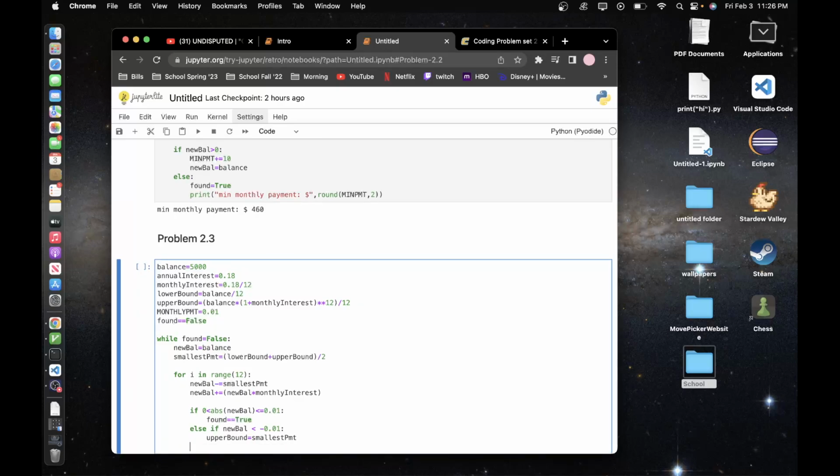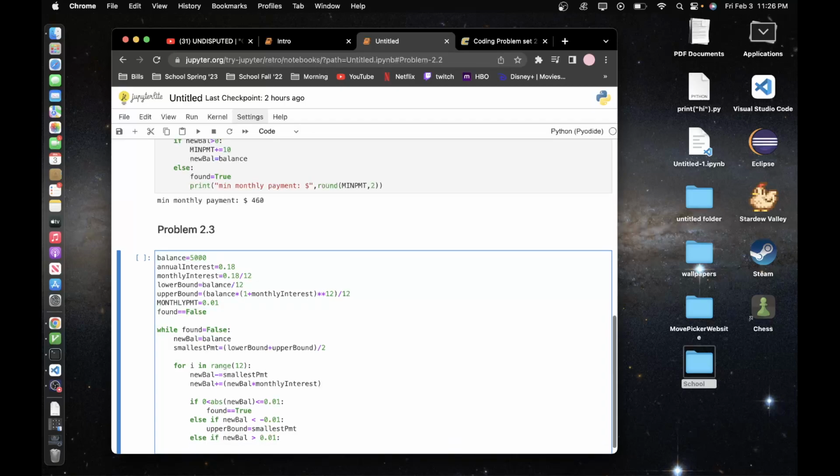Okay. Else if new balance is greater than, that means that the lower bound. So if the new balance is less than, the smallest payment has gone too far. If it's greater than the upper bound, then the smallest payment according to the lower bound, sorry, the upper bound isn't enough. Right?